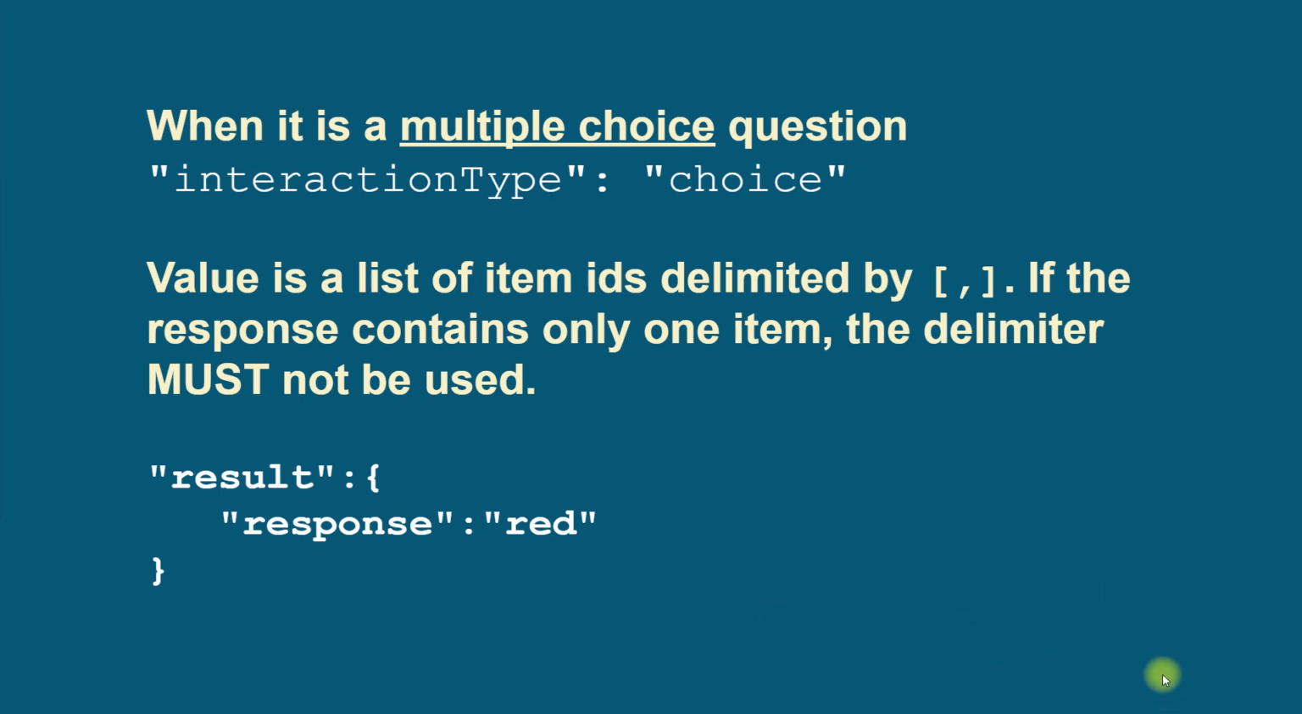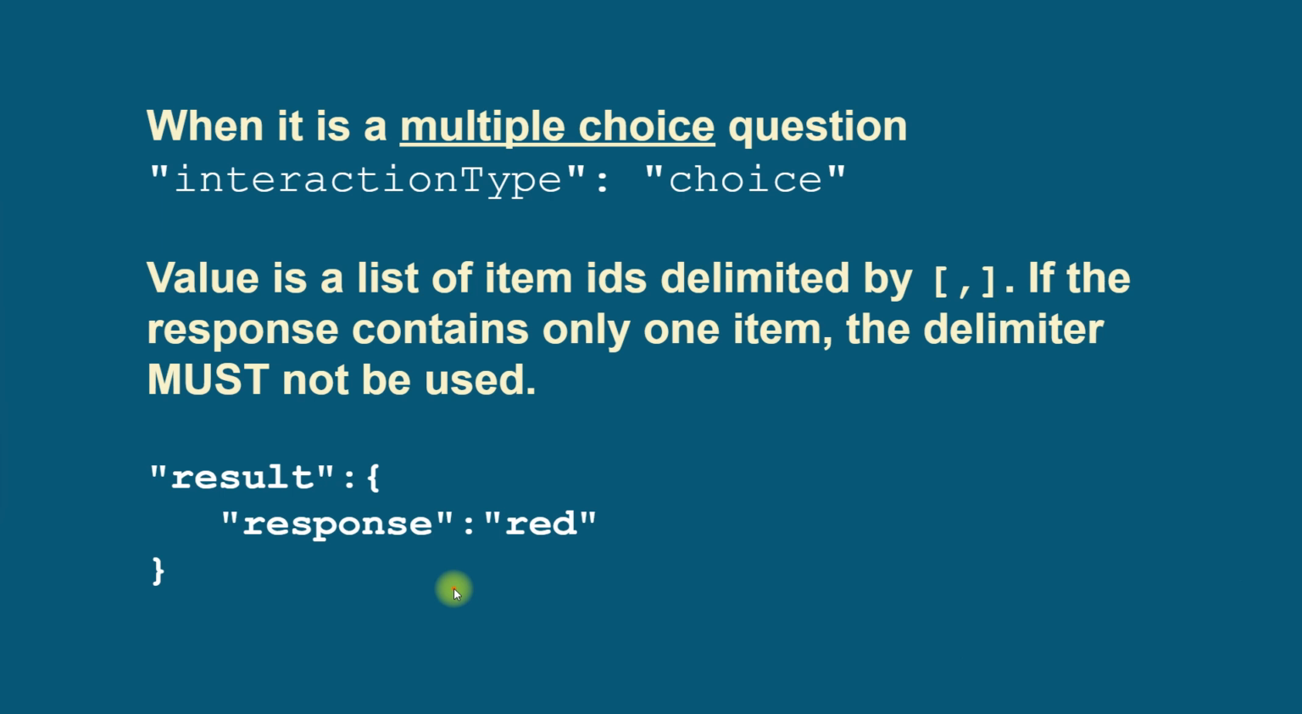All right, so in this case, let me grab my highlighter again. There we go. We want a multiple choice question, so our interaction type is choice. So it's not multiple choice, it's just the word choice to identify a multiple choice question. Again, from the xAPI spec, the value is a list of item IDs delimited by this special character right here. If the response only contains 1 item, you can't have that delimiter. Again, that little series of characters, 3 characters, must not be used.